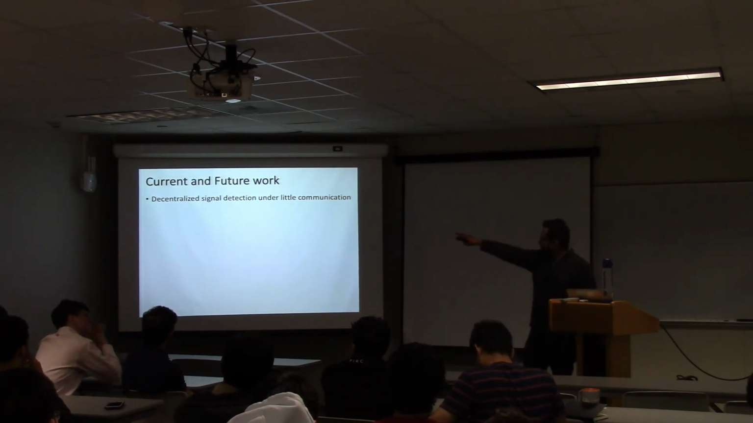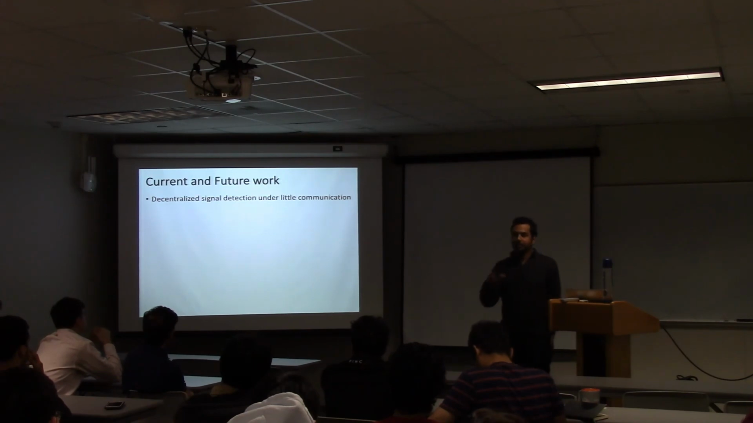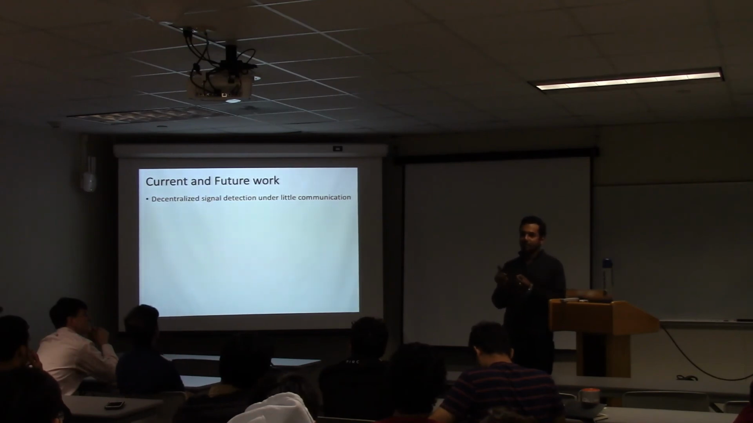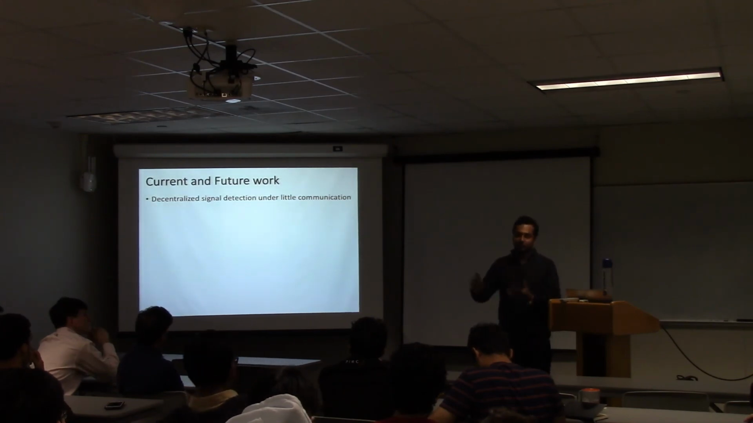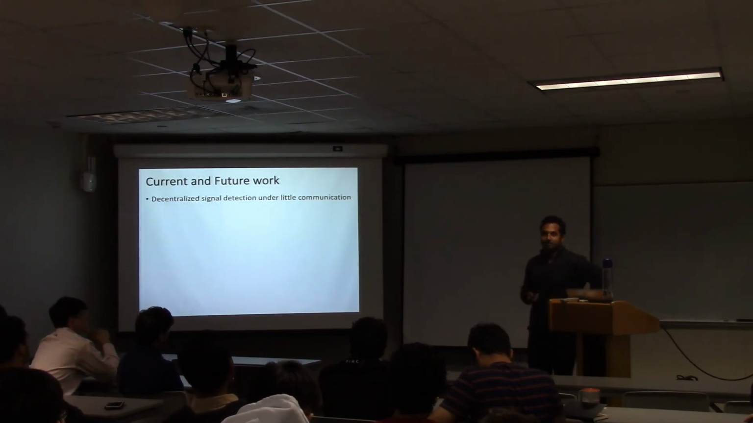Okay. So this is some of the work that we have already done, decentralized signal detection under limited communication. You have some signal that's being observed at various sensors. It's either a zero mean Gaussian, so there is no signal, or it has some mean and some noise. There's a lot of work in that, but we think we still may have something interesting to say.